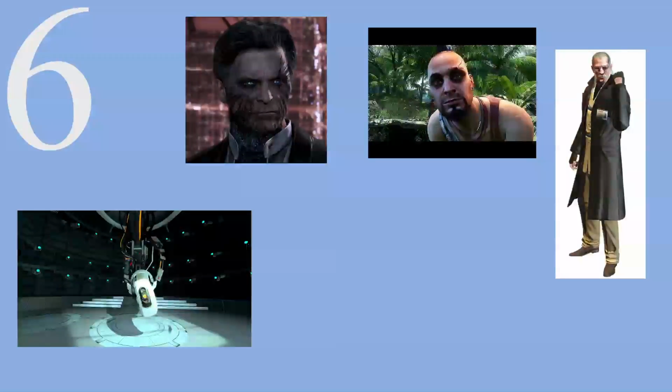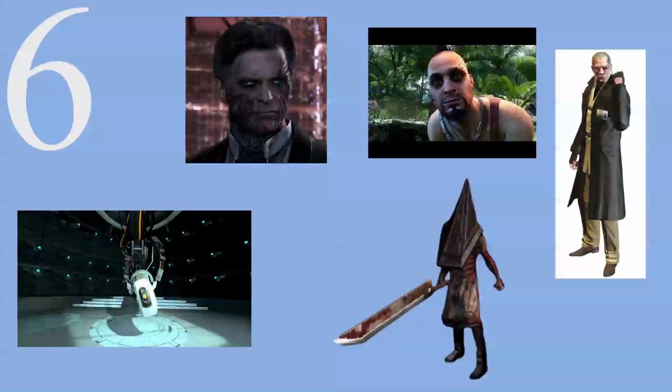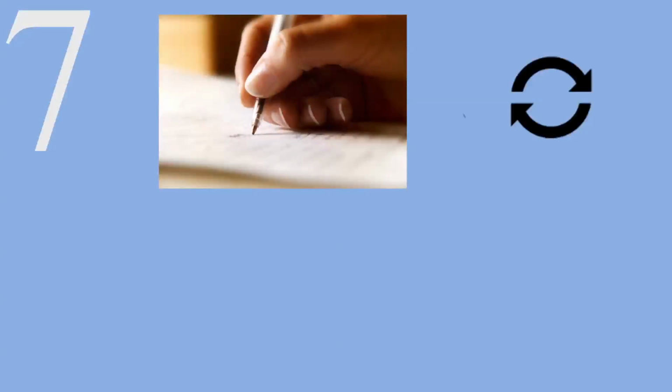Number 6. Make a killer enemy. If your enemy is boring or doesn't work as an antagonist to the main player, the game will fall apart. Remember the Illusive Man from Mass Effect, Vaas from Far Cry 3, Liquid Ocelot from Metal Gear, GLaDOS from Portal, Pyramid Head from Silent Hill. Just don't be lazy on the main enemy. That's it.